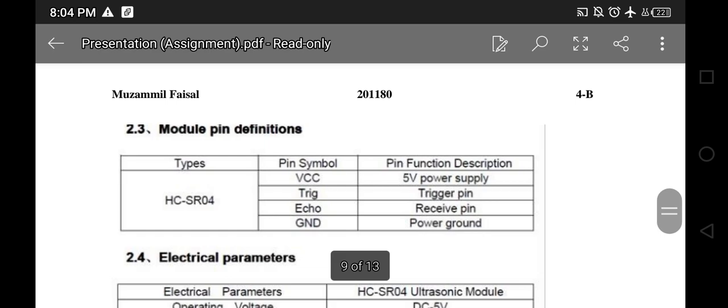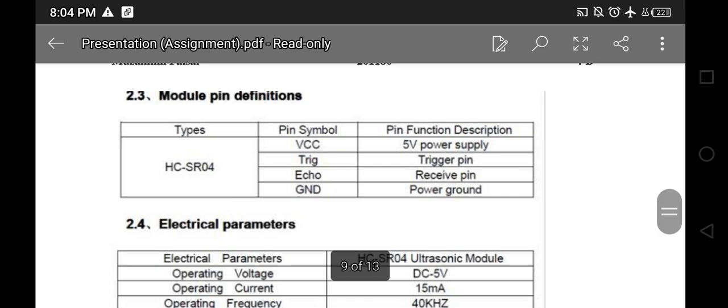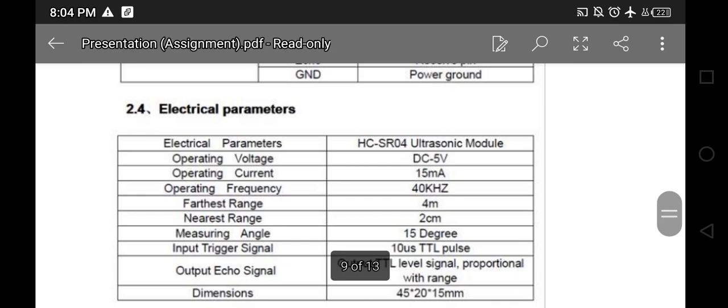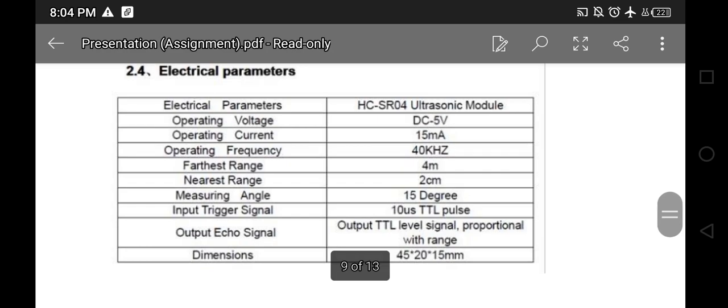Here's the data sheet given. The model is HC-SR04, like I explained before. The voltage, echo, ground, all of these things are explained in the module pin definitions. Electrical parameters, operating voltage, operating current, operating frequency, the farthest and the nearest range are also given here, which are 4 meters and 2 centimeters, respectively. The measuring angle is given, which is 15 degrees. Input trigger signal is given, which is a 10 microsecond TTL pulse. The dimensions are given as well.